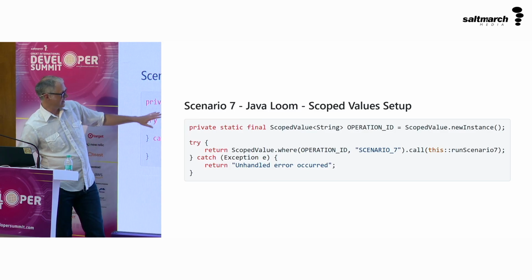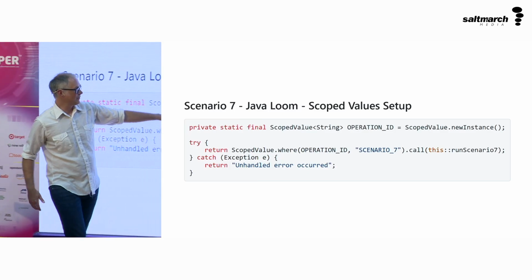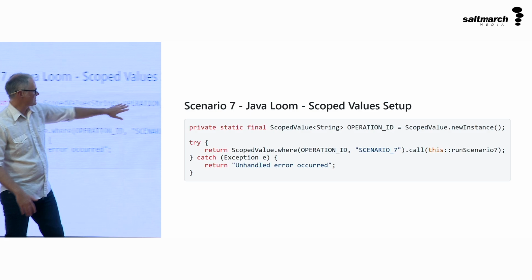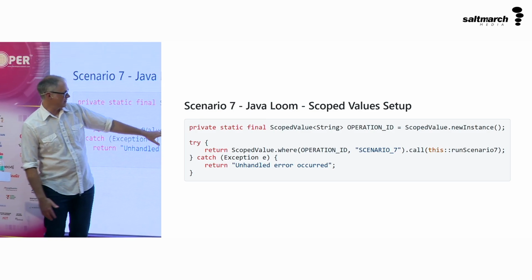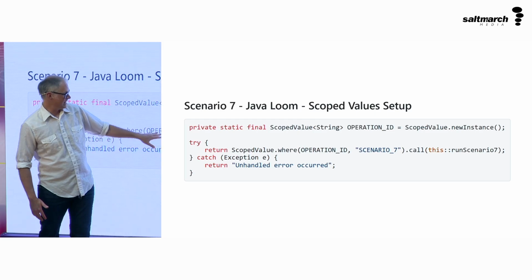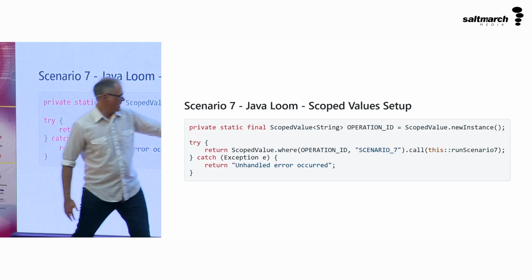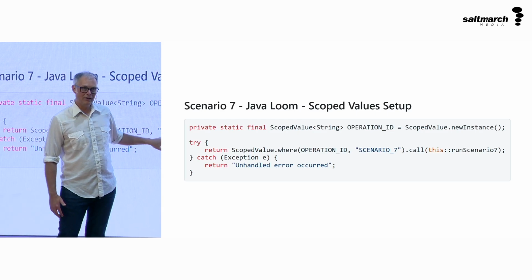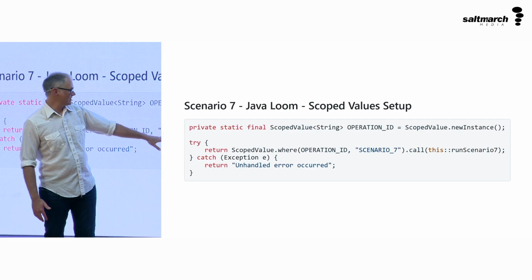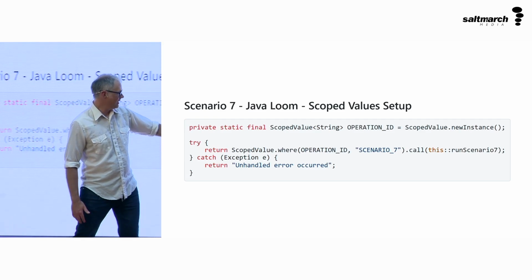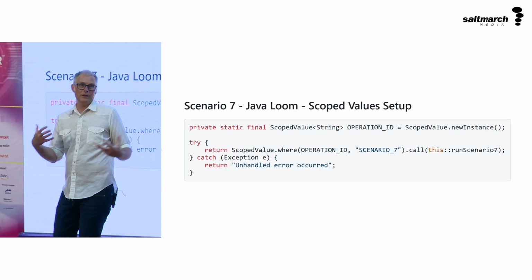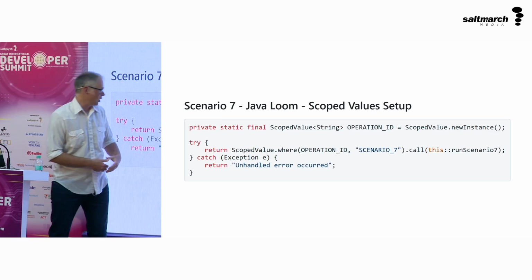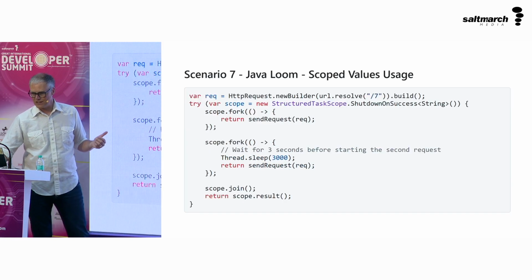So this is what it looks like. What we do is we define a scoped value. In this case, I'm creating a new instance called my operation ID. Then I'm saying ScopedValue.where, giving it that scoped value instance and the value of that thing. Obviously this is just hard coded, but you could make that whatever. And then I'm calling something, which is what I want to run inside of this scope. In this case, I'm running my scenario 7.